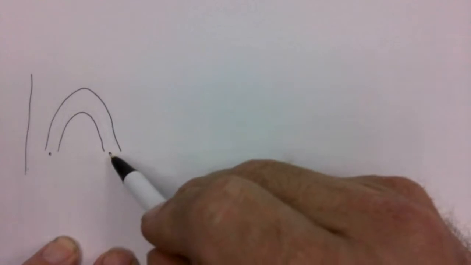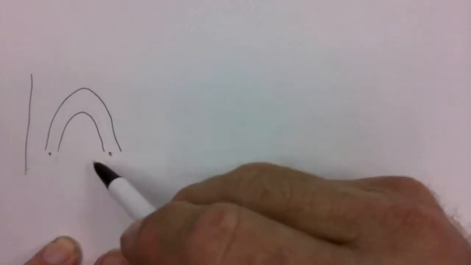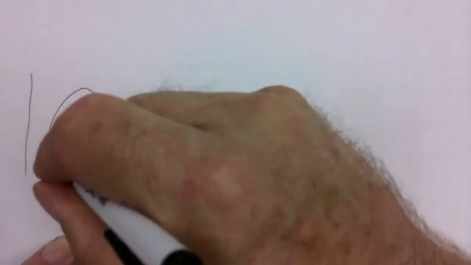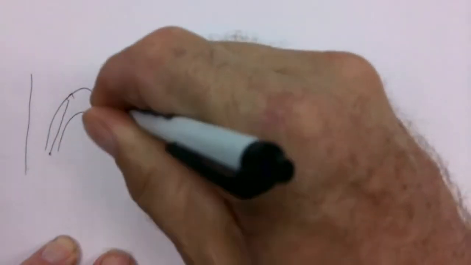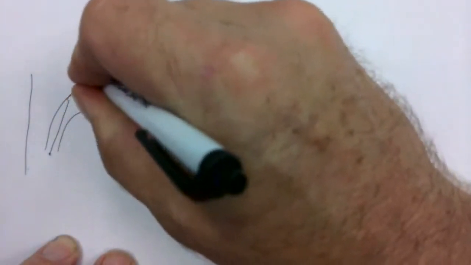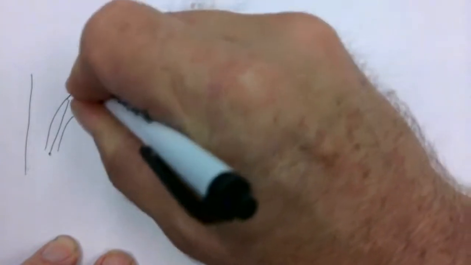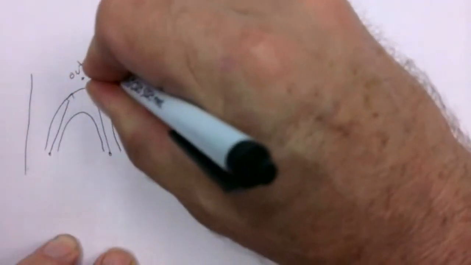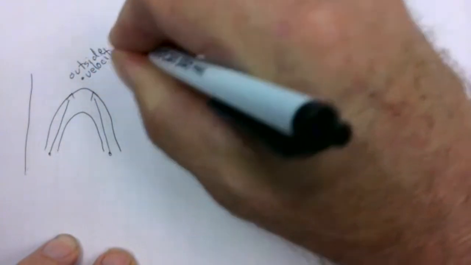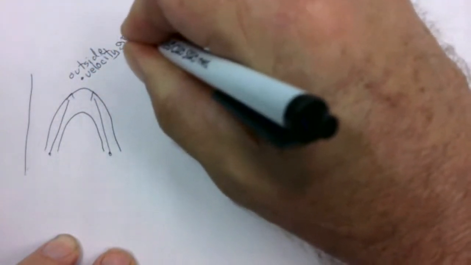So take a particle and put it on either side of the meander, and then draw a line into the meander. Whichever side these particles hit, that's the outside of the meander. Here's the outside of the meander. Velocity is always greatest on the outside. Velocity greatest.